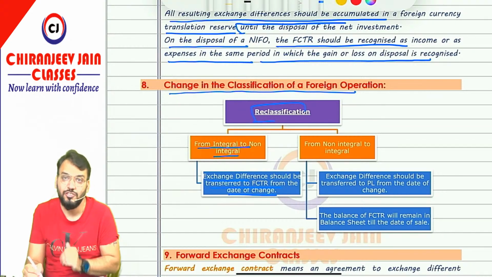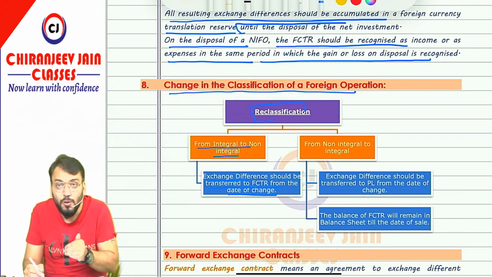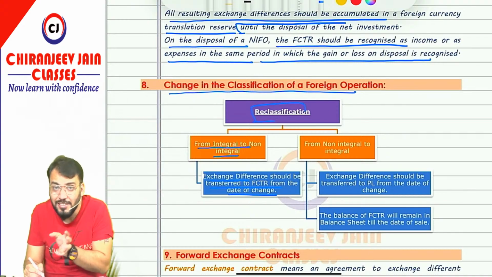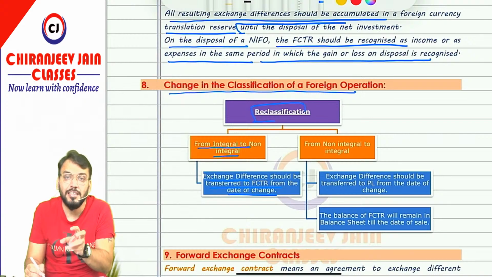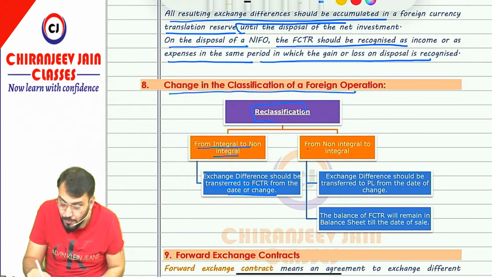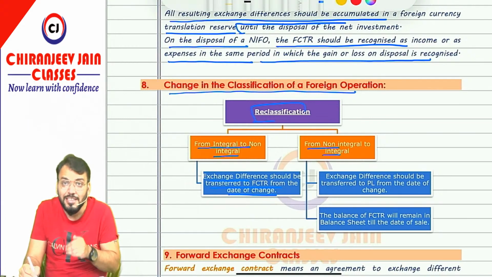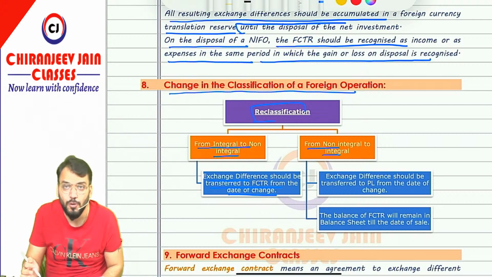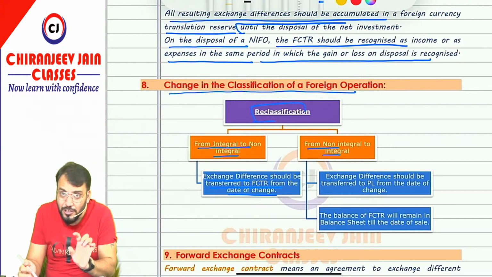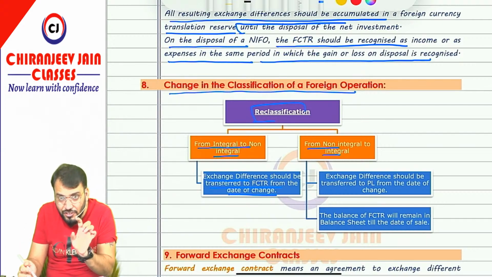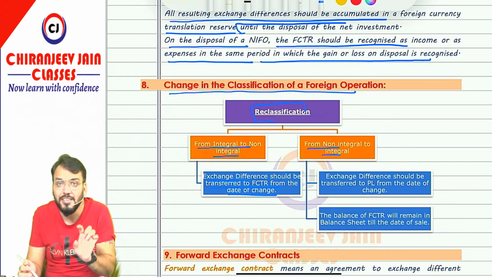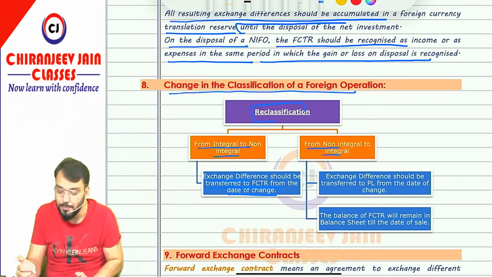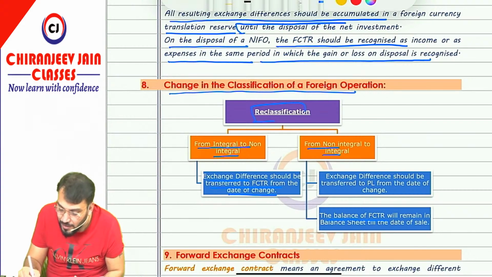From the date of change. So whenever E4 becomes NIFO, from the date of change, the entire exchange difference will be accumulated in FCTR. However, from NIFO to EFO, if non-integral becomes integral, then from the date of change, the entire exchange difference will be transferred to profit and loss account, and the FCTR closing balance, which is existing on the date of change, will remain in the balance sheet under Reserve and surplus. So the balance of FCTR will remain in the balance sheet till the date of disposal.